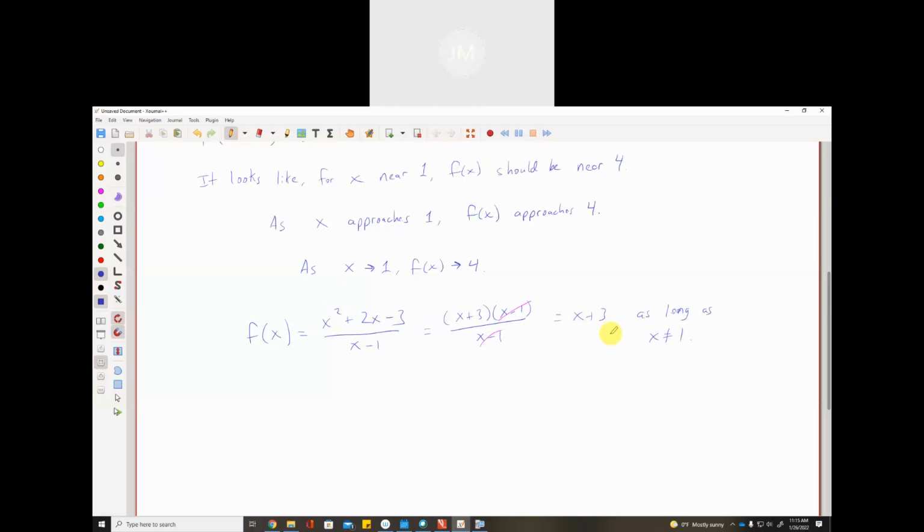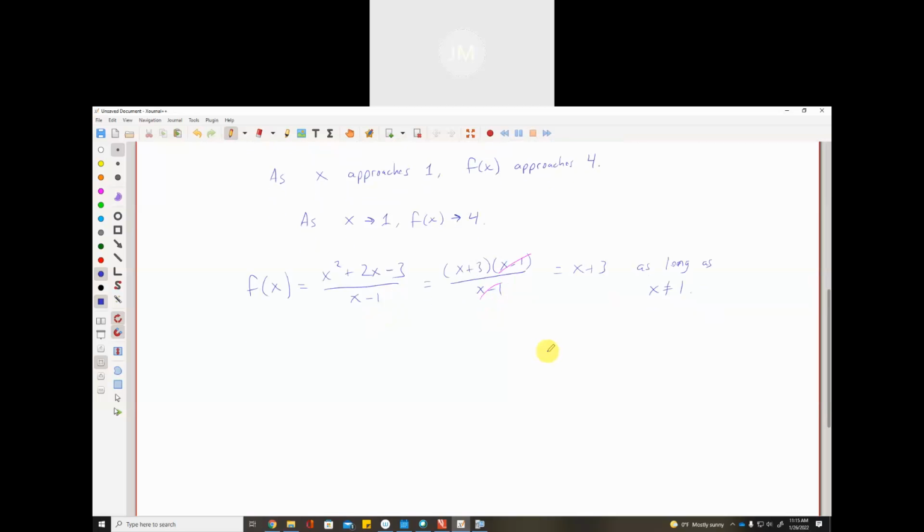That's why when I plug in things near 1, I can say, oh, I'm going to be near 4, because I'm just going to take my x value and add 3. And that's the same as what I have over here, except that when I plug 1 in exactly, here I don't get a number, and here I would get a 4. So they're not exactly the same. This is an important thing to keep in mind.